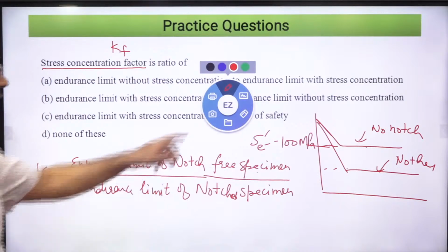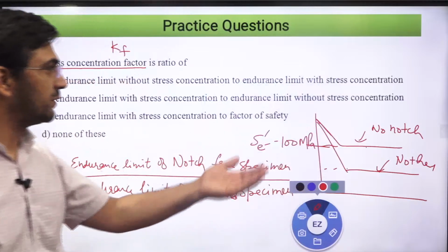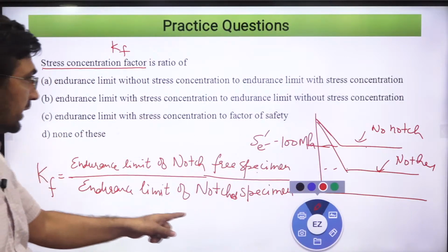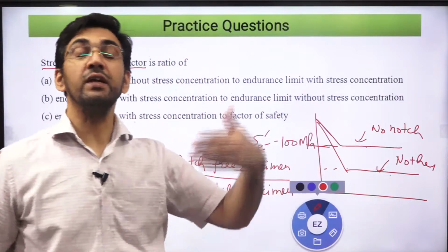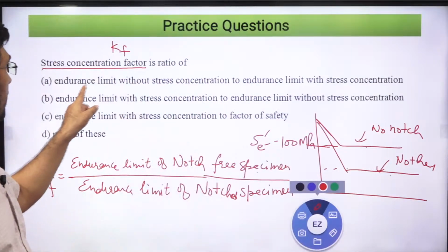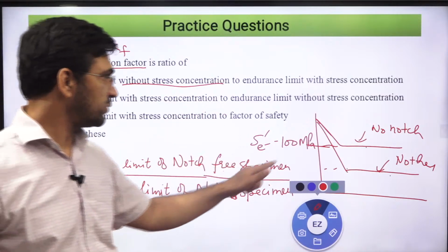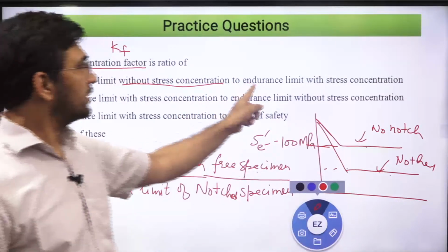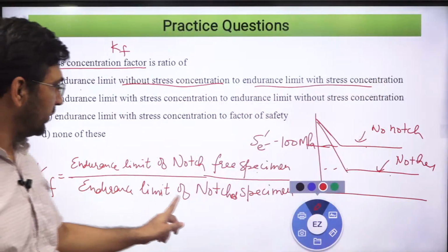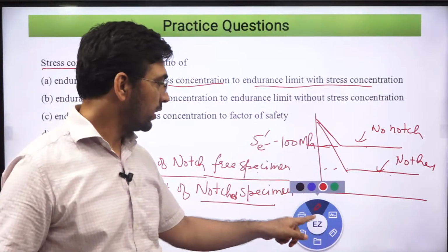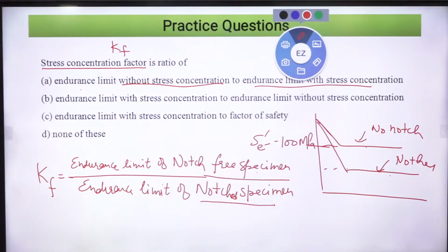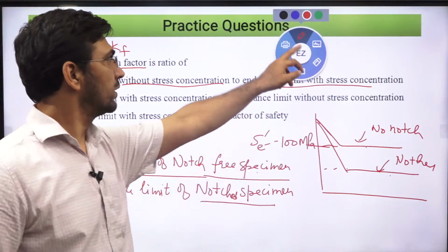So I can write it this way. Same way, instead of writing in terms of endurance limit, he mentioned it in terms of stress concentration, because in the notched specimen you are going to have a stress concentration. So it means endurance limit without stress concentration, that is the endurance limit of a notch free specimen, since in a notch free specimen you will not have any stress concentration, to the endurance limit with stress concentration, that is the notched specimen, because if you have a notch you're going to have stress concentration. So sometimes the statements can be altered slightly. Just keep it in mind. You should have this definition in your mind and you will be able to answer. So A is going to be the correct answer.